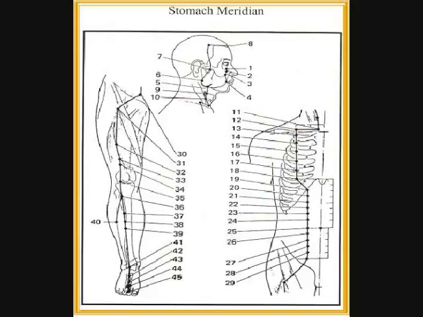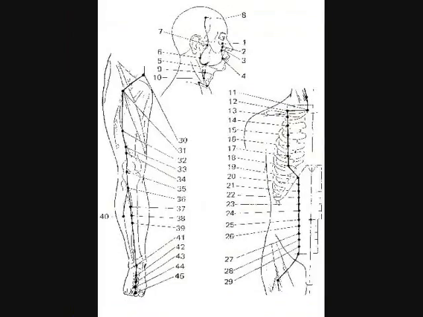Stomach 29. 4 cun below umbilicus, 2 cun lateral to Ren 3. Stomach 30. 5 cun below umbilicus, 2 cun lateral to Ren 2. Stomach 31. Located at the lower border of the symphysis pubis, in the depression on the lateral side of M. sartorius when the thigh is flexed.